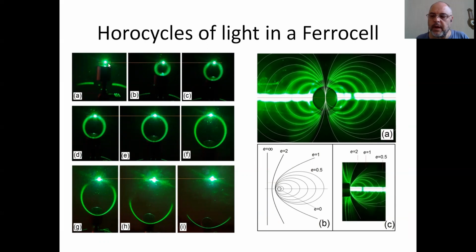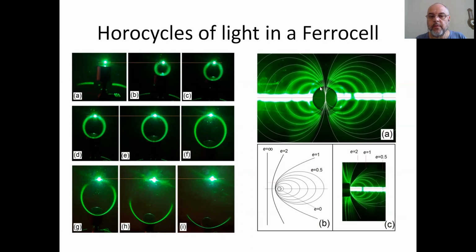We have initially a point. After that, we have the circle, and we change the position again, and we have another circle, and they are enlarging and become a parabola and a hyperbola.